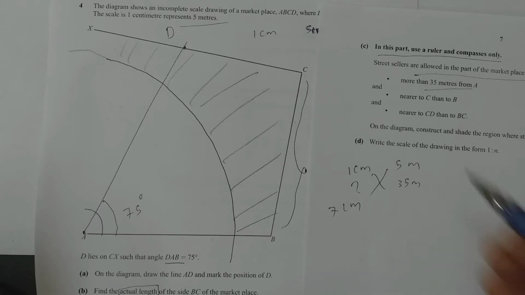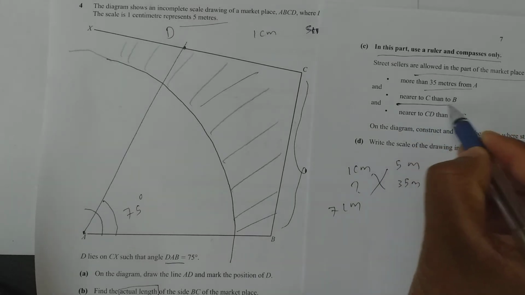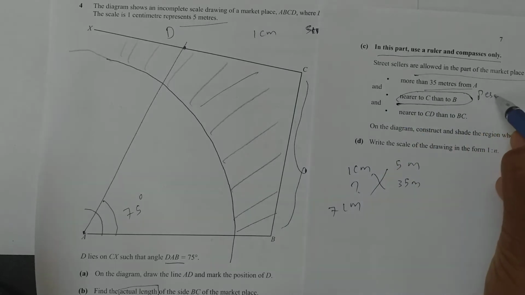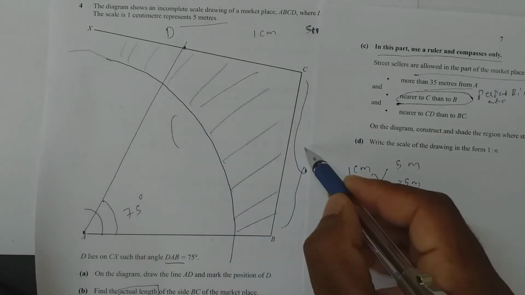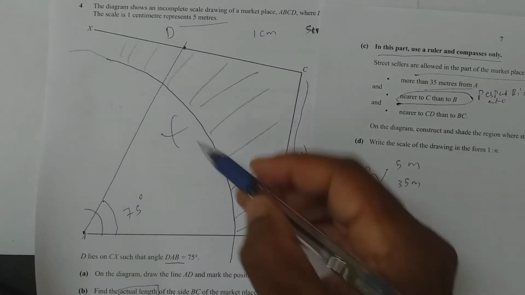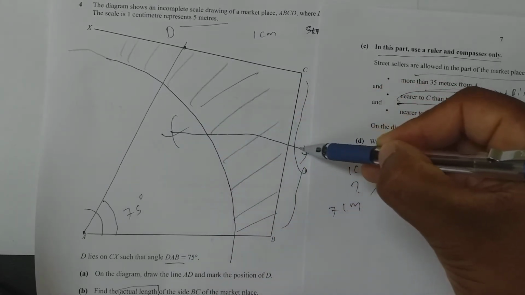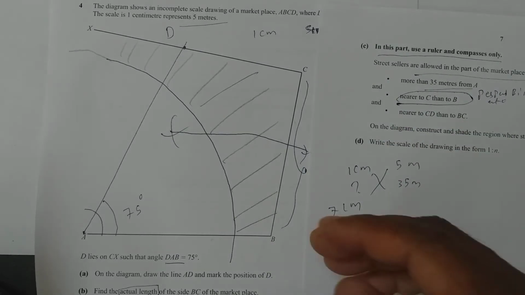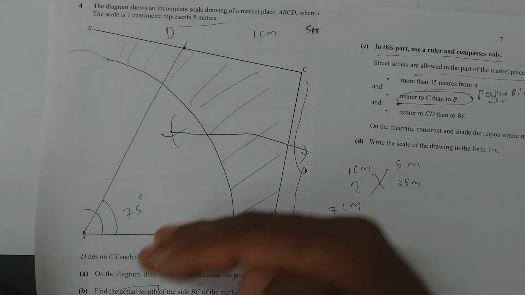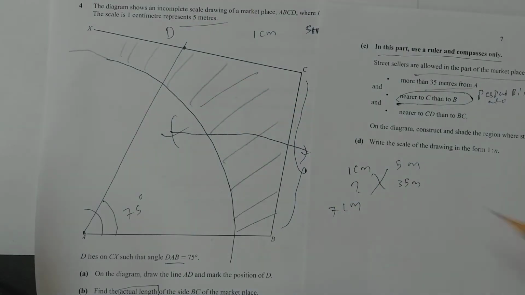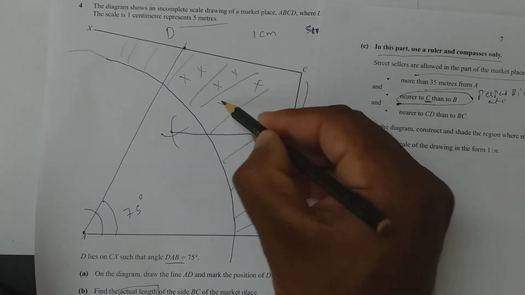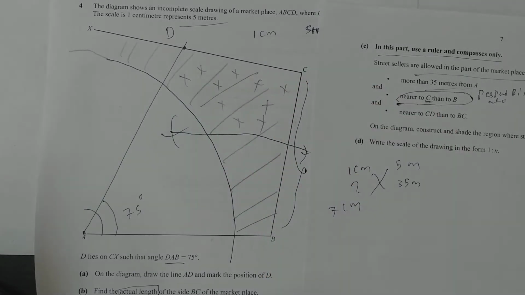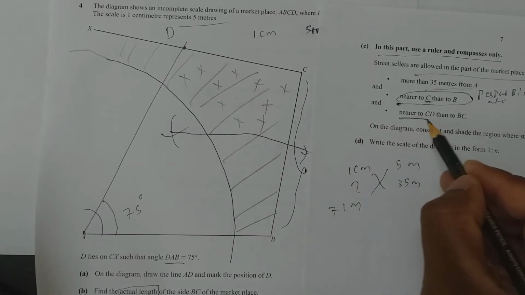Next one. Nearer to C than to B means in this case I need to construct the perpendicular bisector of B and C. So more than half over here, then cut this. Then join these two arcs. So this side is closer to B. This side will be closer to C. He is asking, he told nearer to C. So I put a mark on whichever is nearer to C. Okay, done.